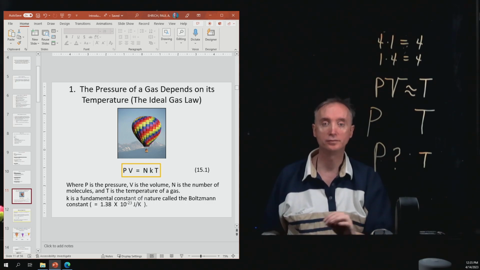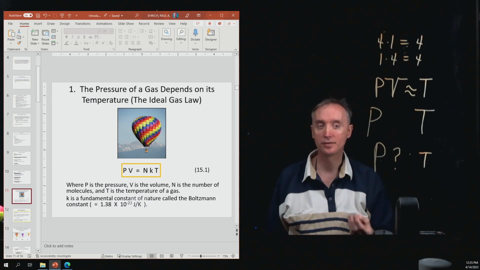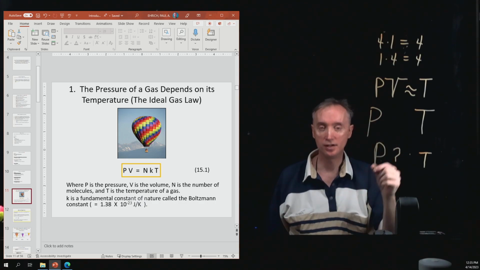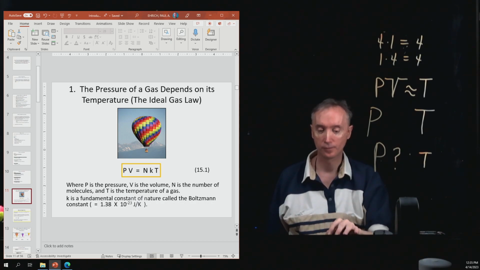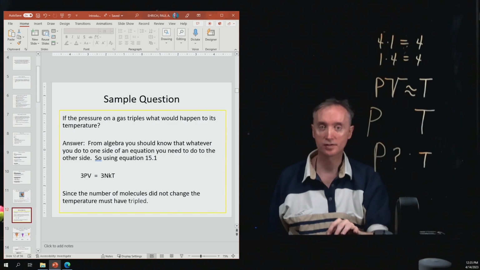So what's the point of knowing the ideal gas law? It's because the sun is made of gases, and so the sun is going to obey this particular thing. The deeper you go inside the sun, the greater the pressure is going to be. The greater the pressure is going to be, the hotter the temperature is going to be inside the sun. So here's a sample question that would utilize this formula.